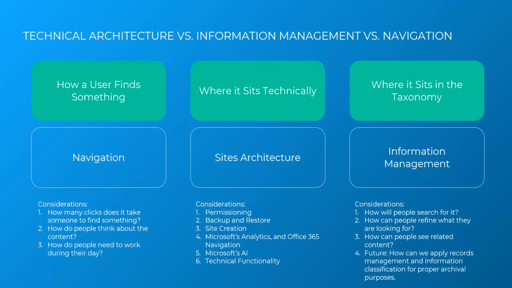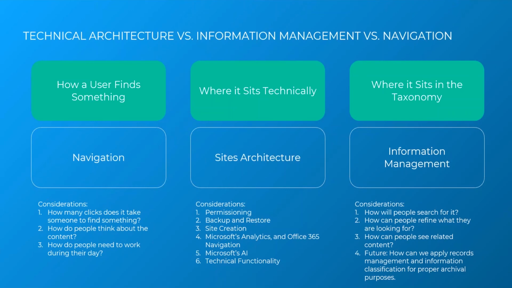Taking a step back and thinking about this from a governance and architecture perspective, there are really three key considerations we have to make when we're planning out a SharePoint portal from a navigation perspective and from an end user findability perspective. There's navigation, which is what we're talking about primarily here, which is how people are going to find the content they're looking for. We have to think about things like how many clicks is it going to take to find something? How do people think about their content? How are they going to want to drill down through it? And how do people need to work during their day? How does it make sense to structure your navigation so that people can dig down and find what they're looking for? That's going to be your primary consideration and what we're going to spend the most time on this morning.